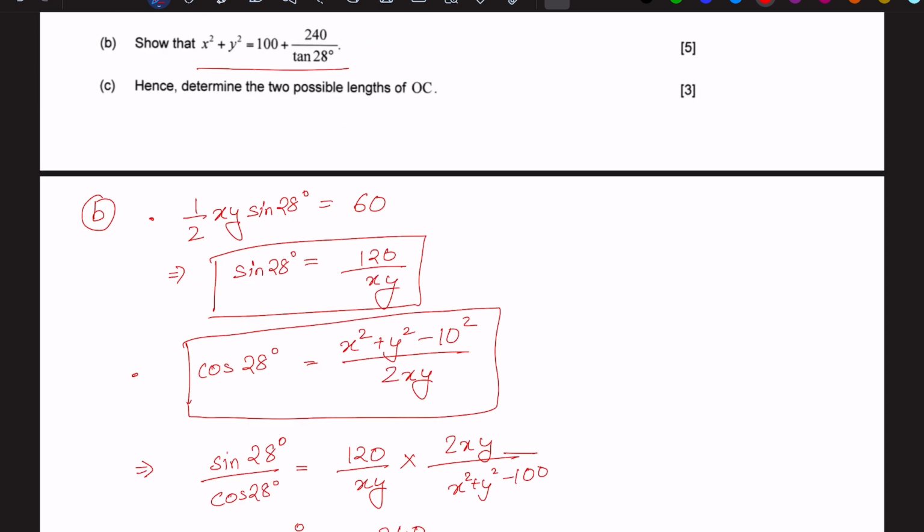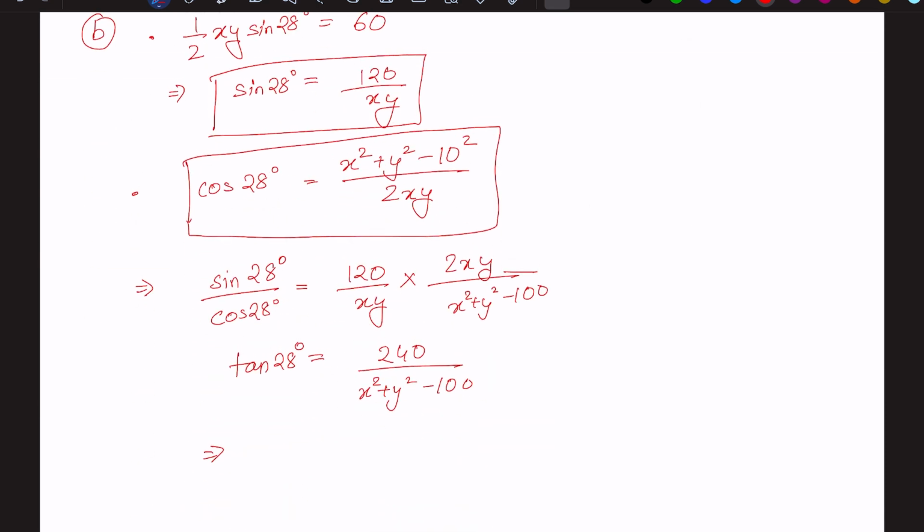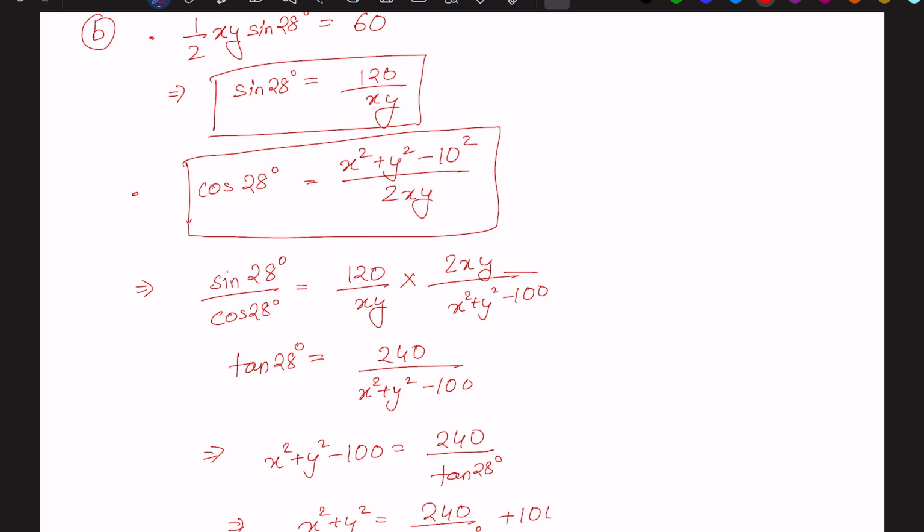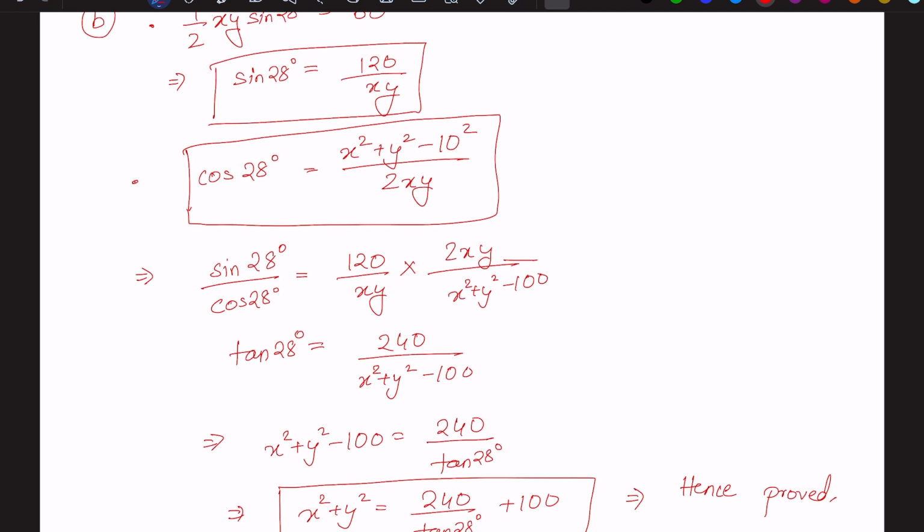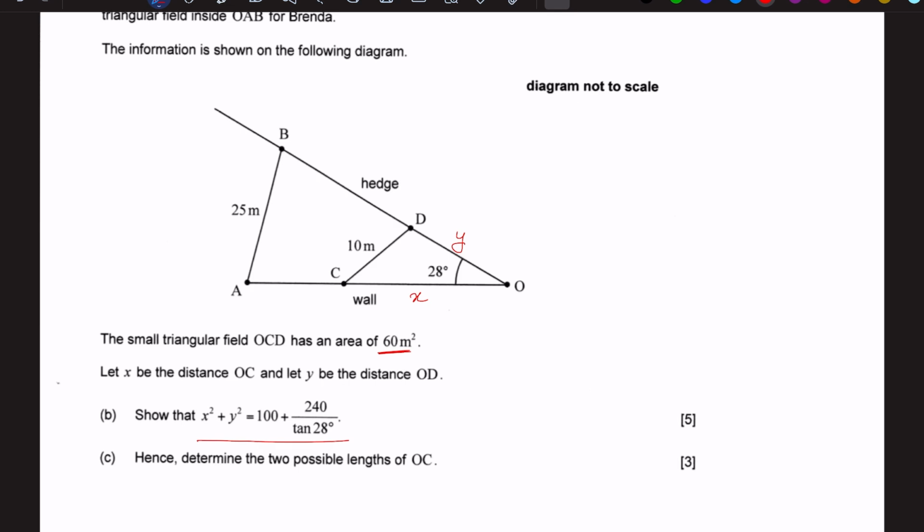Now here we have to prove x squared plus y squared. So I can shift these two. I can say this is 240 by tan 28. So finally x squared plus y squared equals 240 over tan 28 plus 100. And this is what we need to prove. So that's it for part B, and now we have to start with part C.